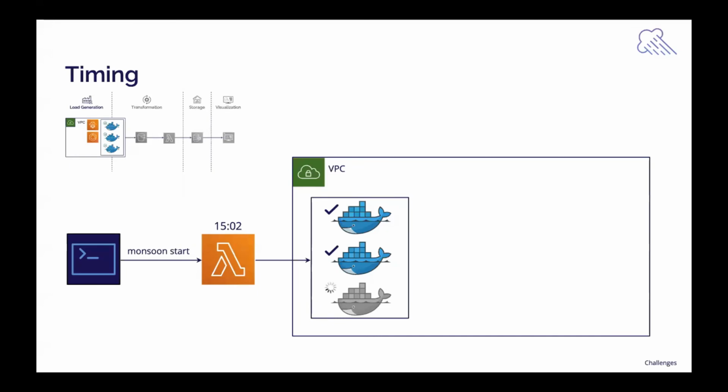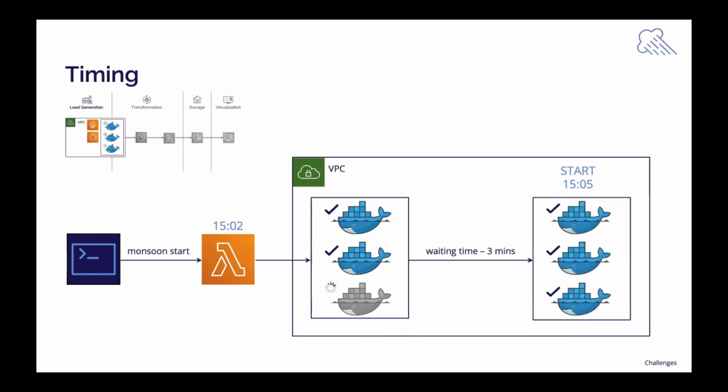Since load generation happens inside the containers, if the containers are not all starting together, then we are no longer truly testing the specified number of concurrent users. To solve this problem, we introduced a waiting time of 3 minutes to make sure that all containers are in a ready state before Monsoon actually runs the test script. This was the first timing issue we encountered, but there were more to come.